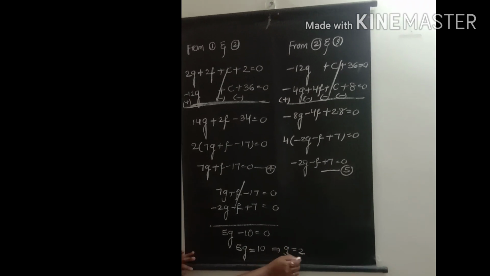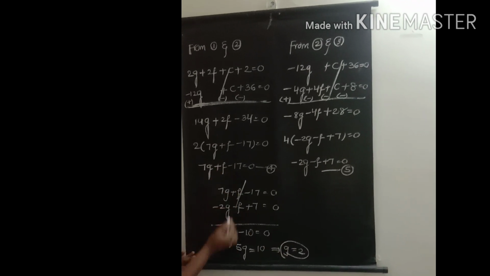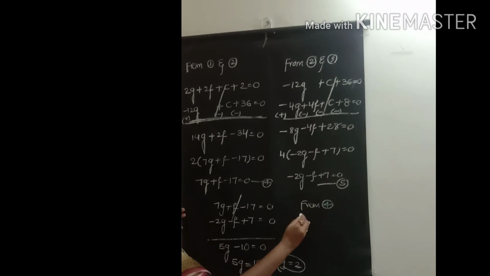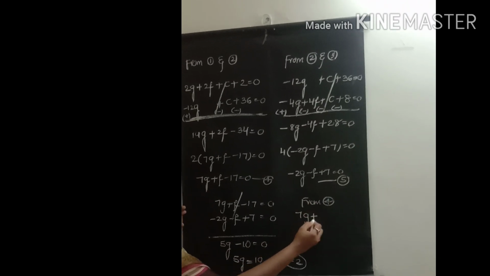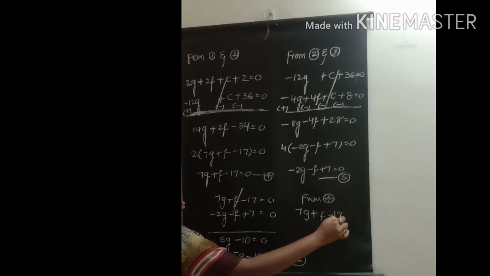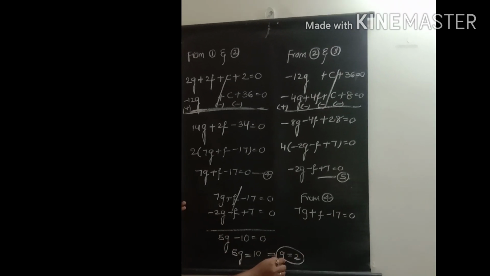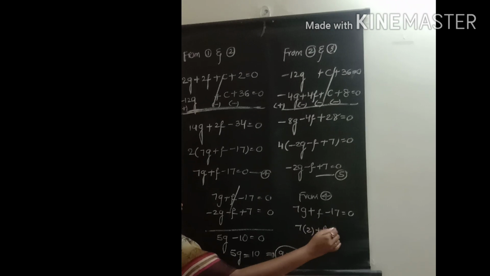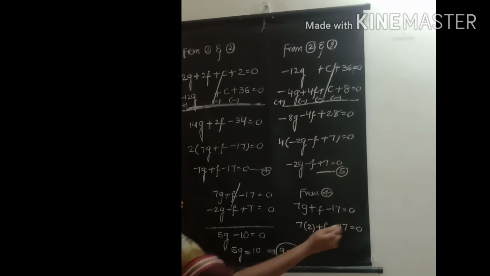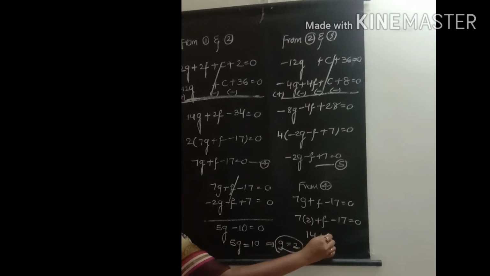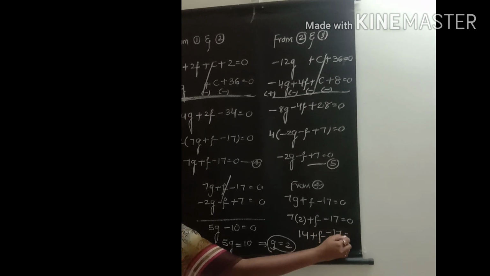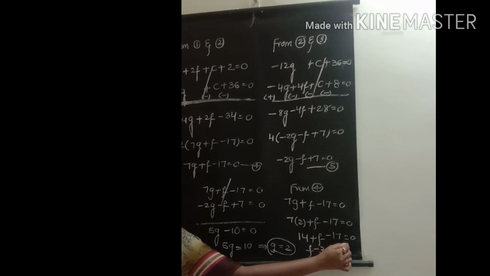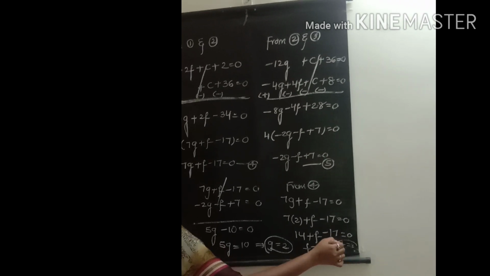Now we are substituting the g is equal to 2 value in the fourth equation. From the fourth equation, 7g plus f minus 17 equals to 0. So g is equal to 2, value substitution: 7 into 2 plus f minus 17 is equal to 0. That is 14 plus f minus 17 equal to 0. That is f minus 3 is equal to 0. Then f is equal to 3.